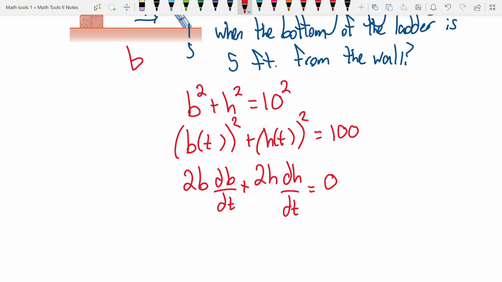So you could go ahead and divide everything by 2 real quick, just to cancel those out. So you end up with b db/dt plus h dh/dt. That's going to be an optional step, of course. You don't have to do it like that.